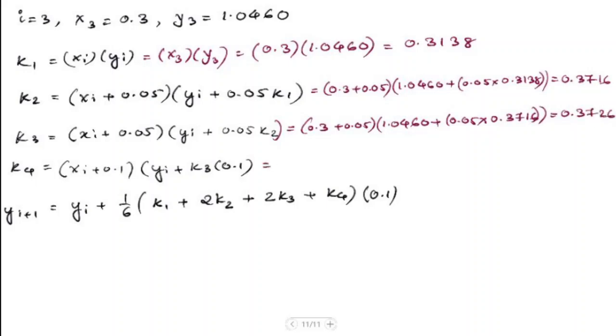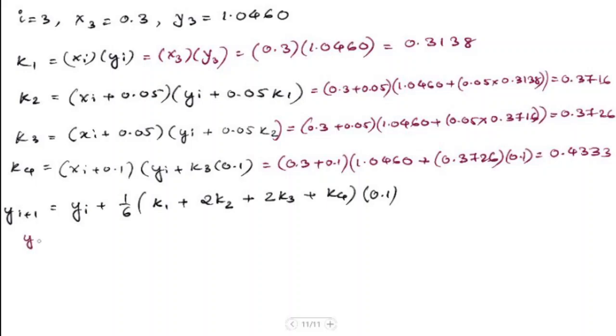Now calculating k4, we have here x3, that's 0.3, plus 0.1 times y3, 1.0460, plus k3, that's 0.3726, times 0.1, and that gives us the value 0.4333.